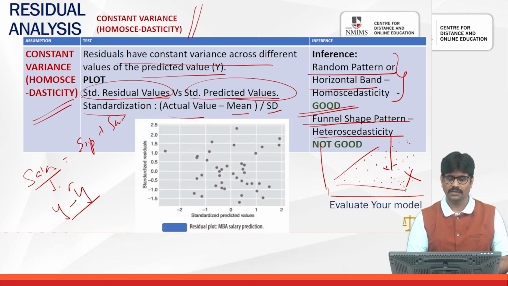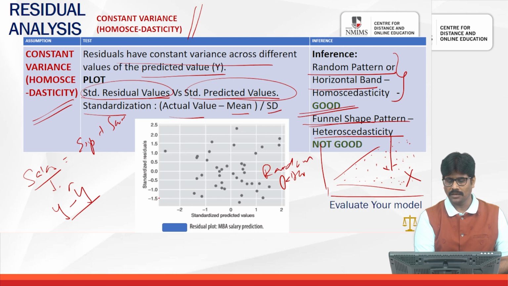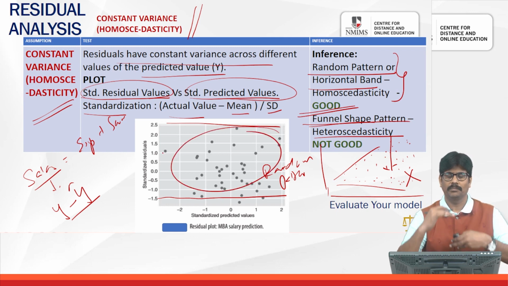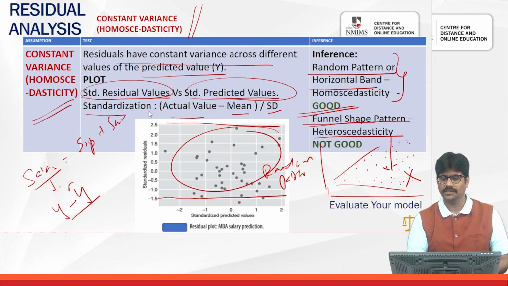What is good for us? Something like this, so this is your random pattern. A horizontal band, as they call it. If you look at a particular standard deviation, let us say in this case minus 0.5 to 2.5, all the values are in between this. So it is between a horizontal band of minus standard deviation to plus standard deviation.